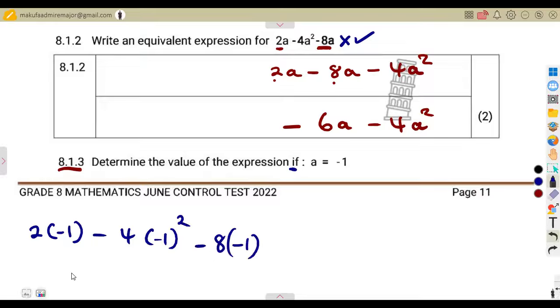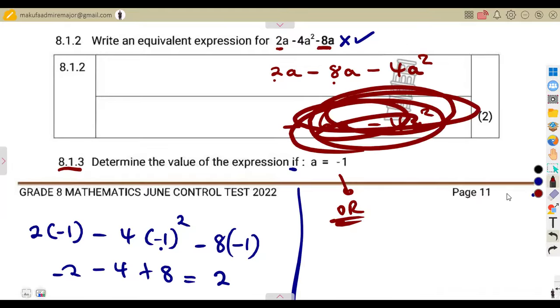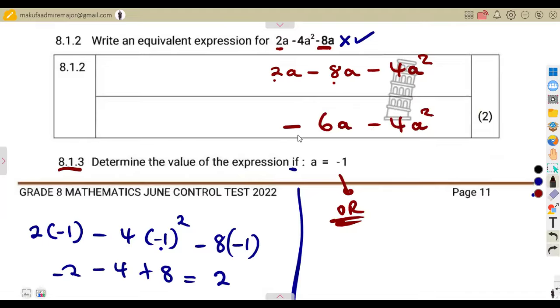You can even just use your calculator there to simplify. That will be 2 times minus 1, which is minus 2, minus 4 times minus 1 squared, that's minus 4 plus 8, and that is going to give us a 2. Or you can just use this part here, because this one is the one that you simplified before, and this is what you got. So you can simplify from there.